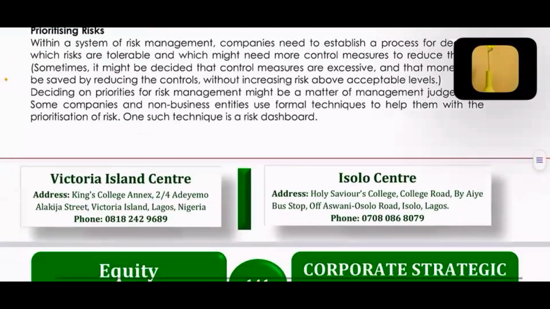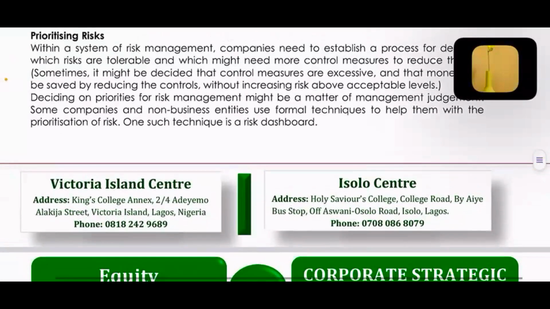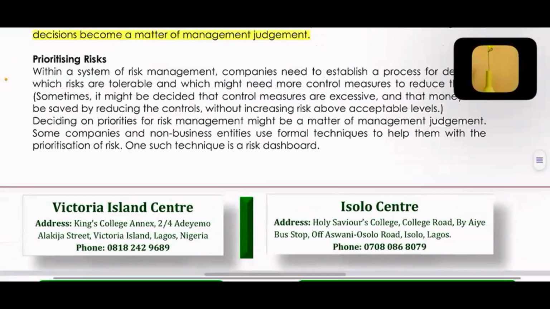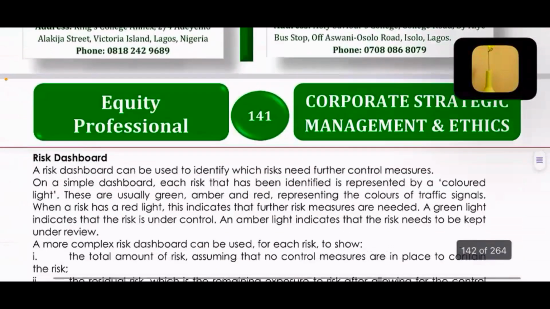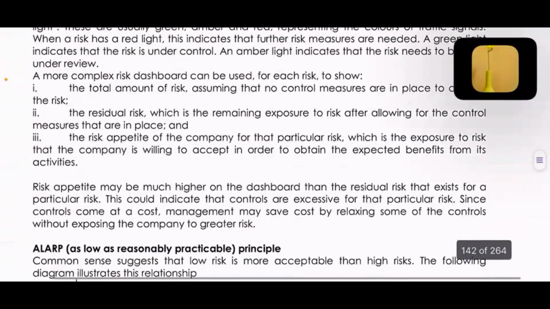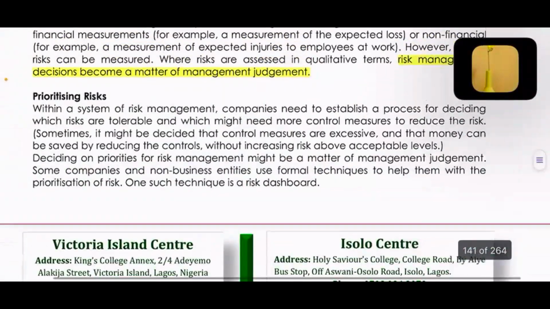Okay. Now we said deciding on priorities for risk management might be a matter of management judgment. Some companies and non-business entities usually use formal procedures to help them with prioritization of risks. One such technique is a risk dashboard, and we did the risk dashboard last week. How do we explain our risk dashboard? To know how to prioritize risks.